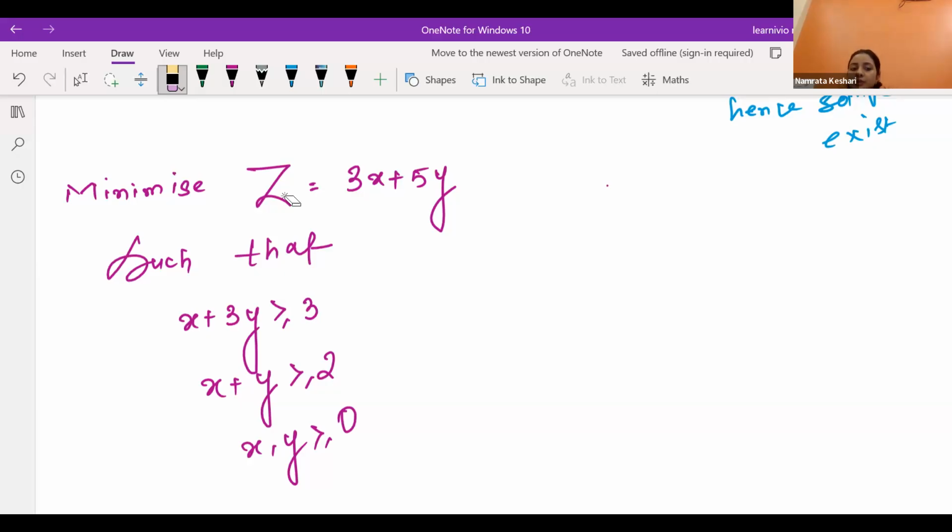Yes, Annapurna, are you getting a bounded region or unbounded region? Bounded. Okay, bounded you are getting. And what are the corner points? You are finding it or you got it? 3, 0, 2. Okay.